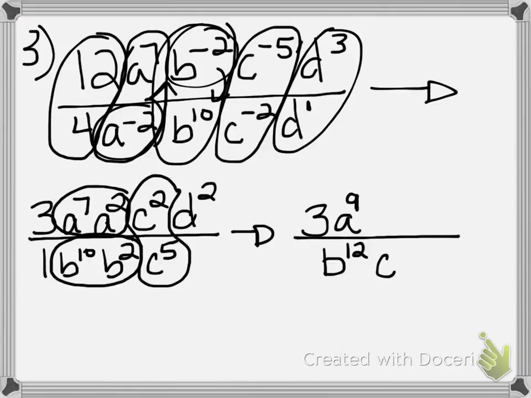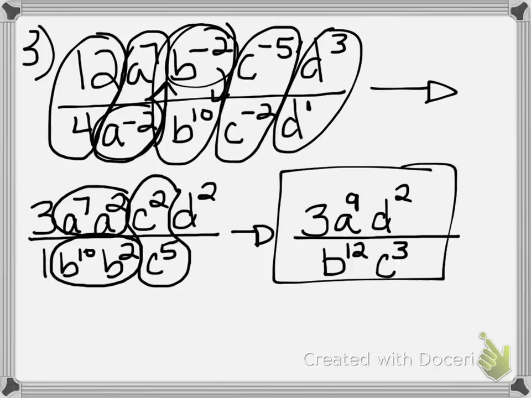Okay? So then I have to do 5 minus 2, which is 3, because it's bigger in the denominator, so that's where c is going to stay. And then I just subtract big minus small, 5 minus 2. And then that d to the 2nd power has nothing to join with. So then I have completed my answer.